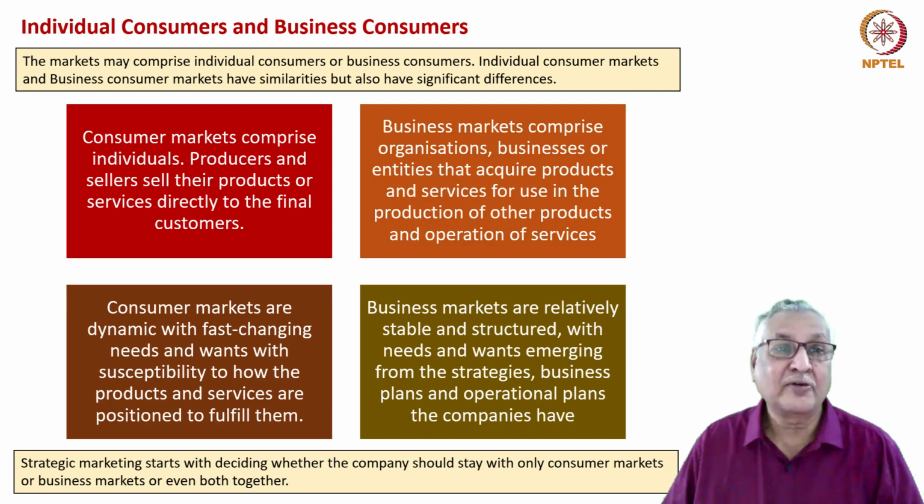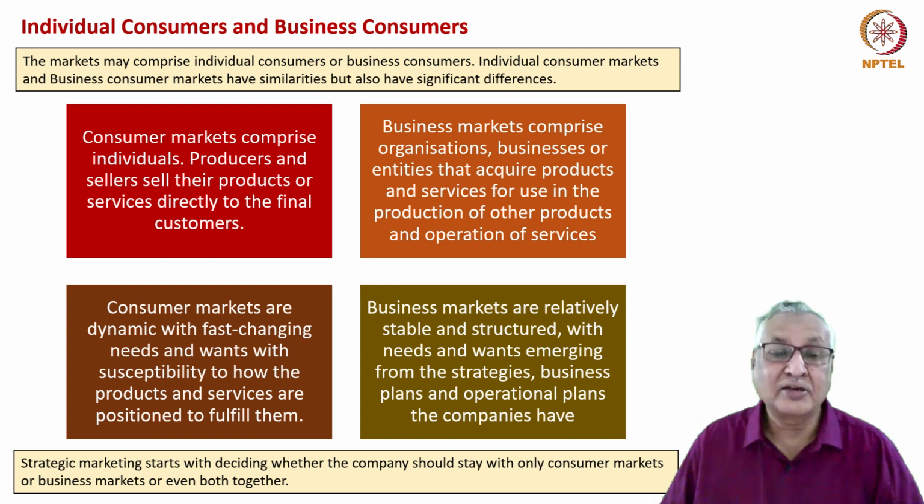But there are important differences within the consumer family itself. There would be individual consumers and there would be business consumers. Individual consumer markets and business consumer markets have similarities, but they also have significant differences. Consumer markets comprise individuals. Producers and sellers sell their products or services directly to the final customers. In fact, a whole new aspect of consumer marketing is emerging with the direct to consumer selling.